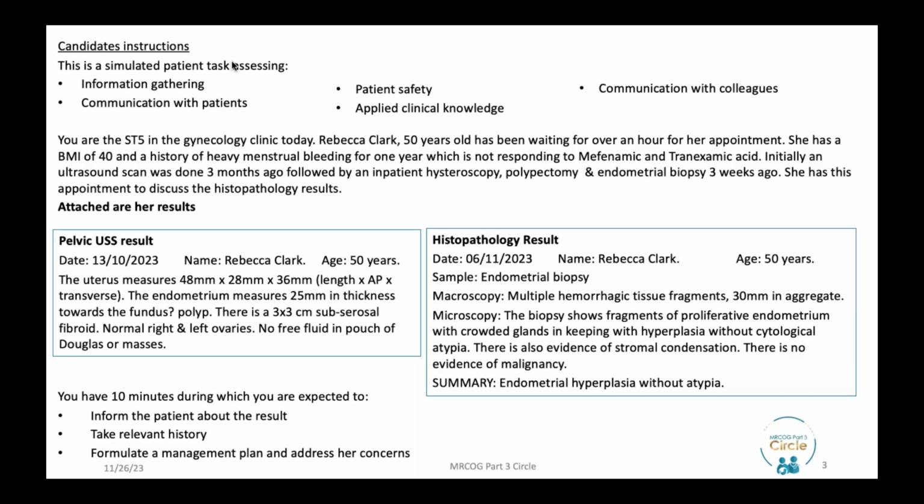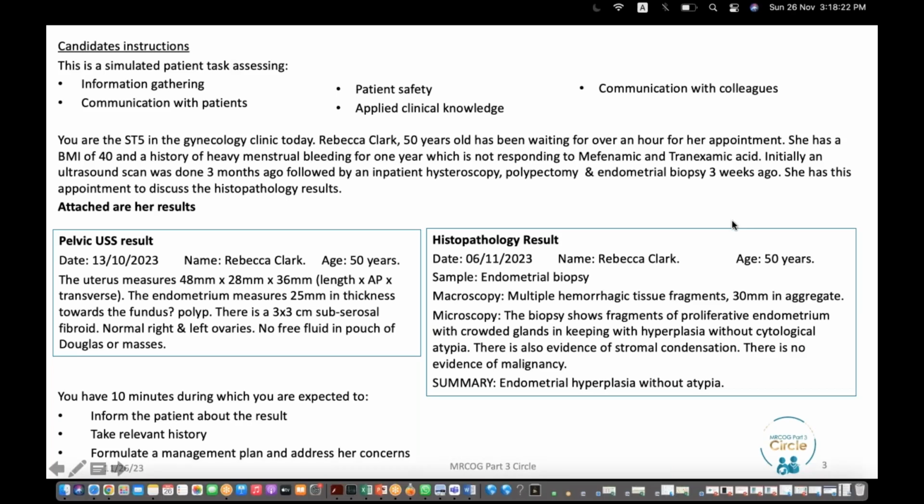Okay. She has a BMI of 40 and a history of heavy menstrual bleeding for 1 year, which is not responding to mefenamic acid and tranexamic acid. Yes, she's 50, but it's clear here that she's still continuing to have her period. So it's not a case of postmenopausal bleeding.